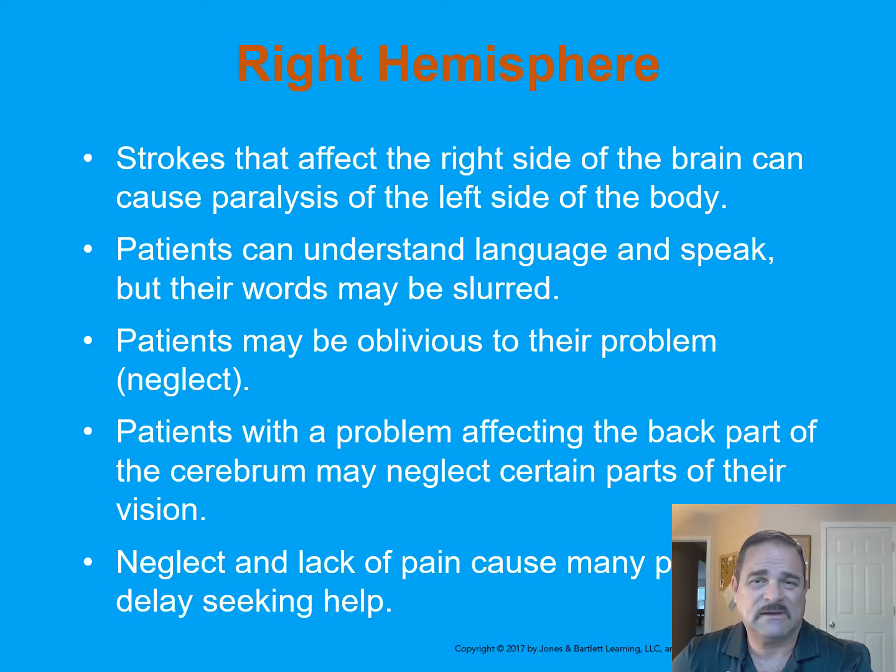Strokes that affect the right side of the brain can cause paralysis on the left side of the body. Usually, patients will understand language and be able to speak, but their words may be slurred and hard to understand. Patients may be oblivious to their problem. This symptom is called neglect. Patients with a problem affecting the back part of the cerebrum may also neglect certain parts of their vision.